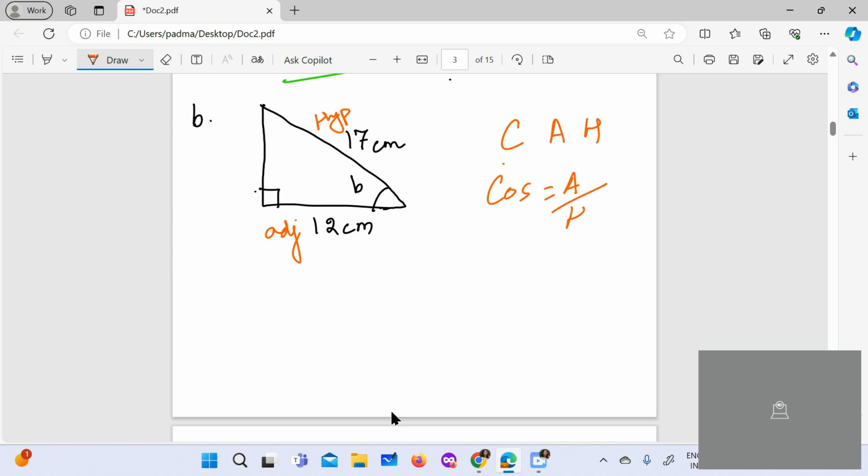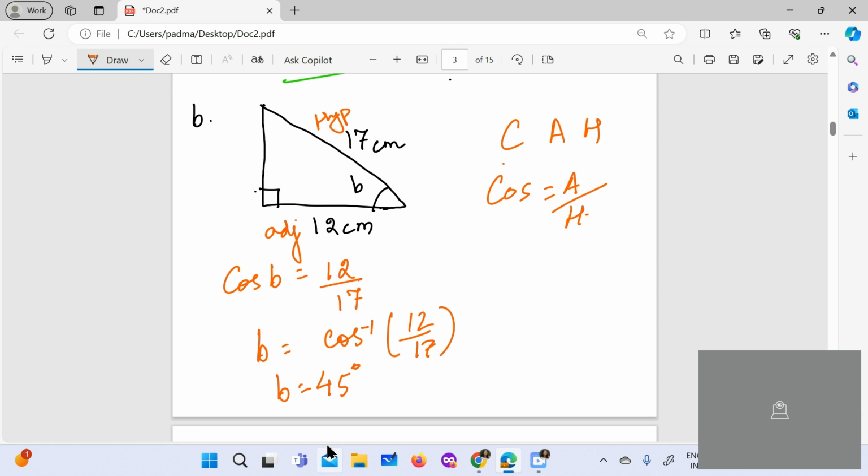So let's plug in the values. Cos B is equal to adjacent is 12 and hypotenuse is 17. So we can write this as B is equal to cos inverse of 12 over 17, and that will be B is equal to 45 degrees. I hope this is clear to you. Let's consider another one.